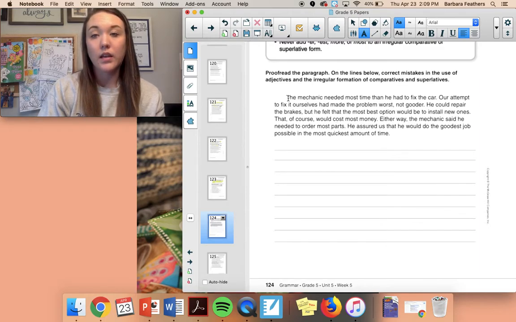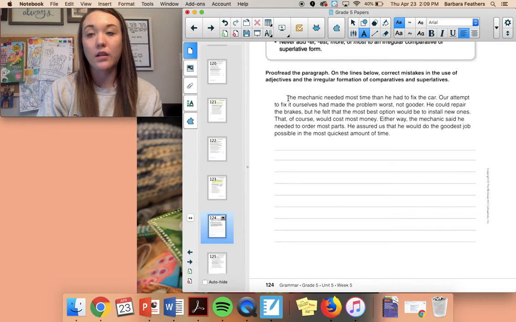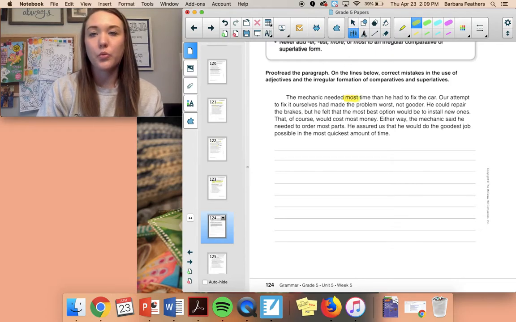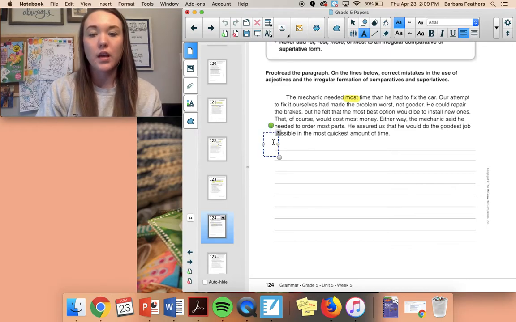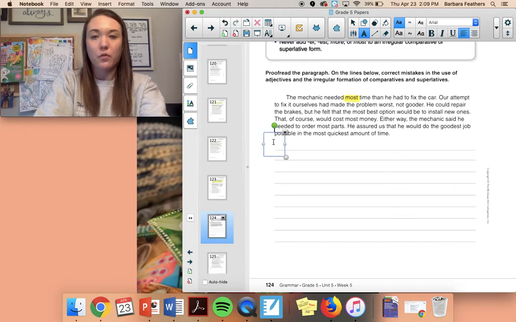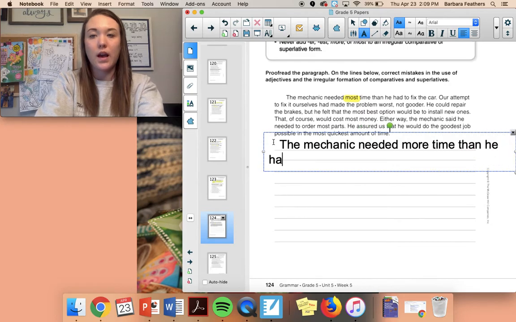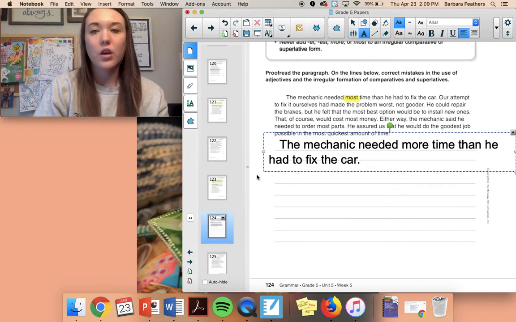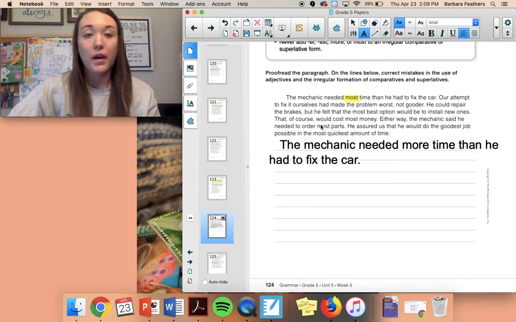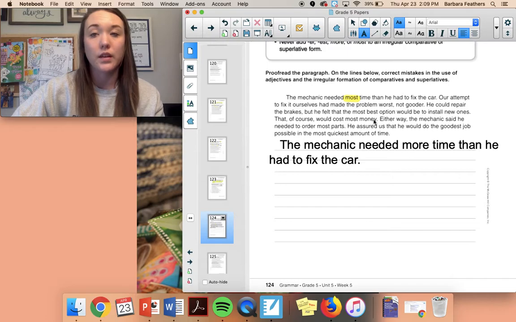The mechanic needed most time than he had to fix the car. Most sounds very funny in that sentence. I want to rewrite the sentence using the comparative form instead. The mechanic needed more time than he had to fix the car. You will continue working your way through this paragraph, finding mistakes and fixing them.